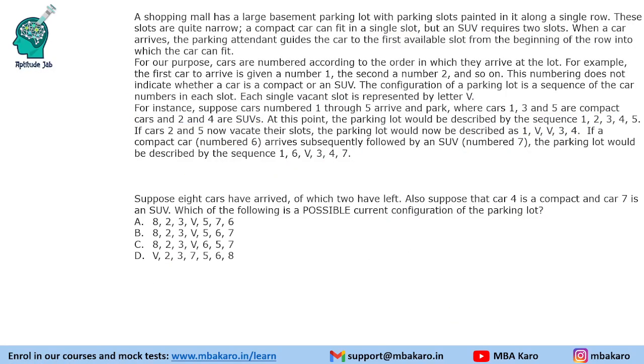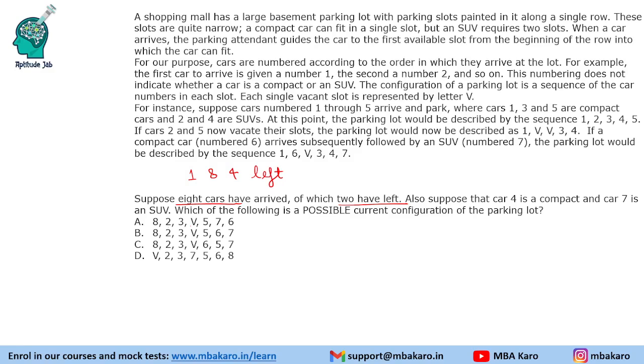Suppose 8 cars have arrived, of which 2 have left. Also suppose that car 4 is compact and car 7 is an SUV. Which of the following is a possible configuration of the parking lot? Now 8 cars have arrived and 2 have left. Now if you see the options, we see that 1 and 4 are missing. So cars 1 and 4 have left in this configuration.